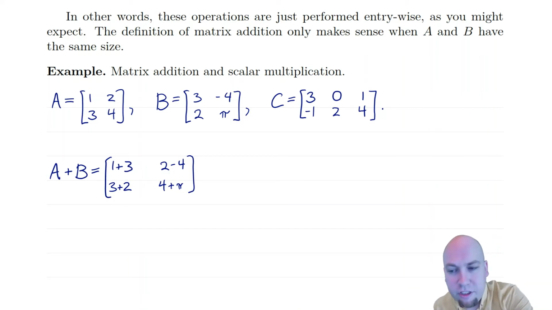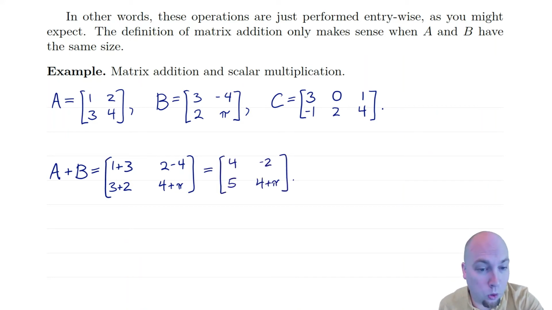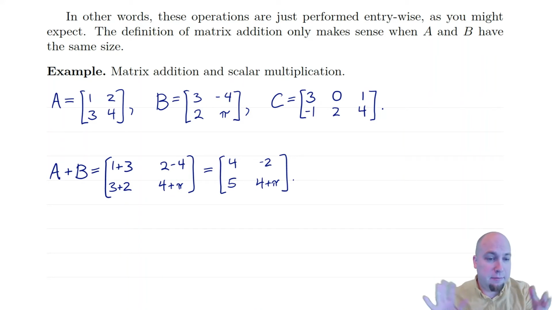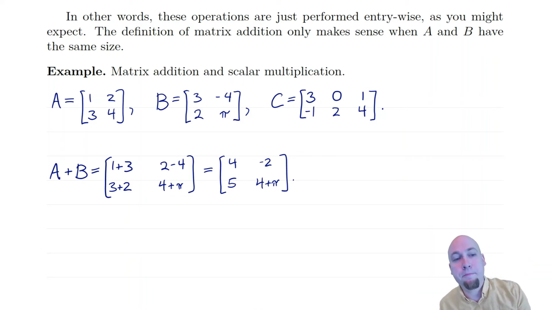And then let's simplify that down a little bit, because we know what things like 1 plus 3 are. They're 4. The top right entry simplifies to minus 2, and so on. Not much you can do in the bottom right entry. 4 plus pi is just 4 plus pi. You can't simplify that any, so you just leave it as it is. And that's what A plus B is.